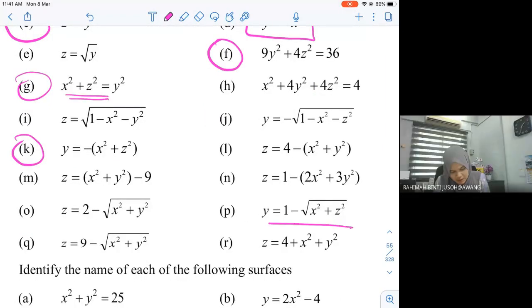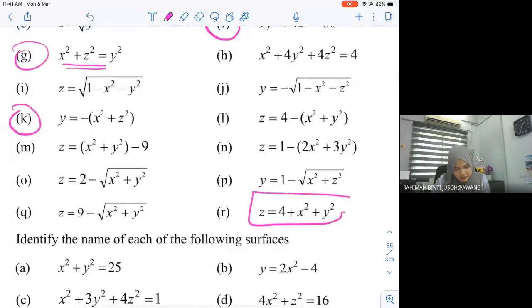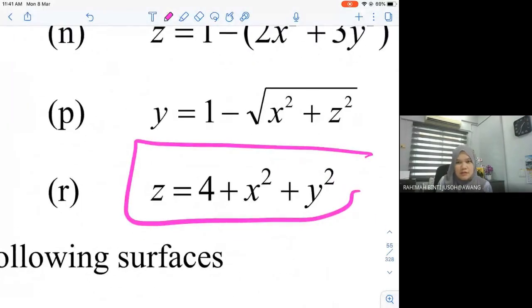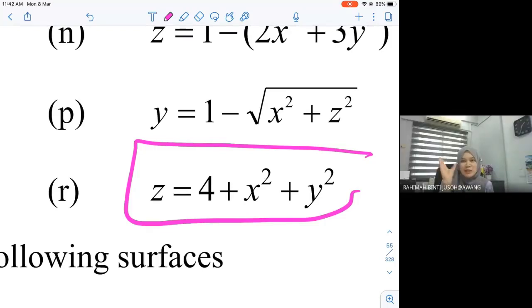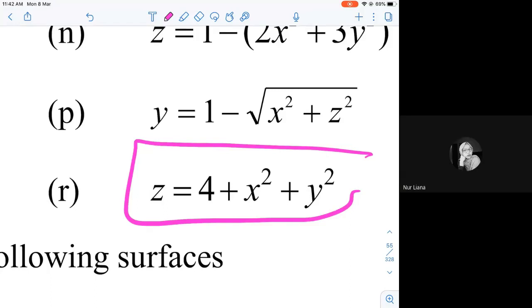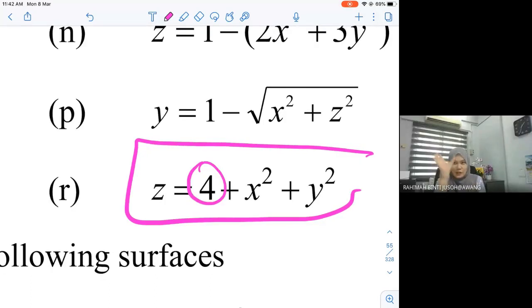How about this? Parabolic. Paraboloid. Okay, mangkuk tom yum ni menghadap ke mana? Ke arah Z. Pasti Z. Ke atas kan? Sebab dia plus 4. Dia naik ke atas satu step. Bucu dia dekat 4. Okay?